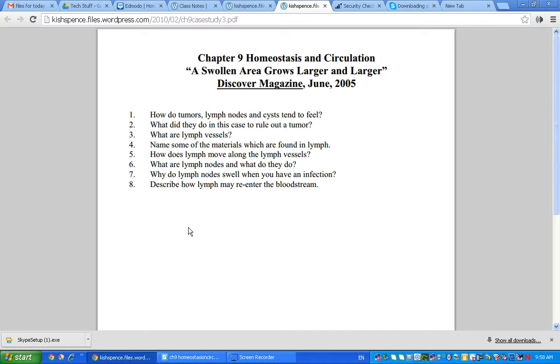Number 3, what are the lymph vessels? So lymph vessels are a system of channels that carry excess intercellular fluid. So that's fluid that's between the cells. You might call it intercellular because it's between cells, or extracellular because it's outside of each cell. Within that fluid, you might find things like pathogens and debris and wastes from the tissues.